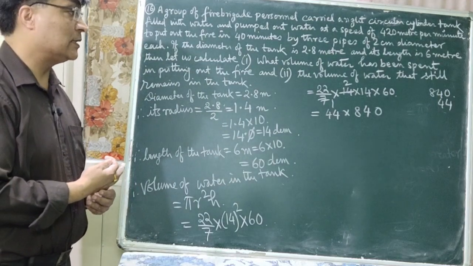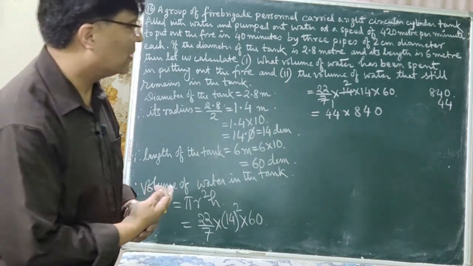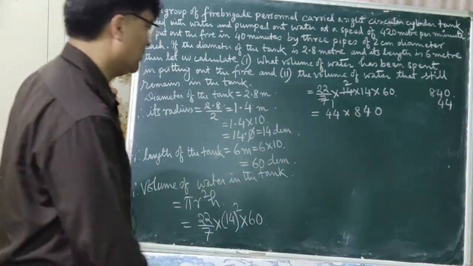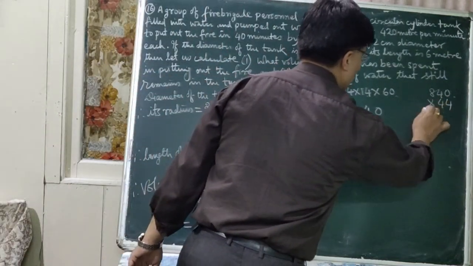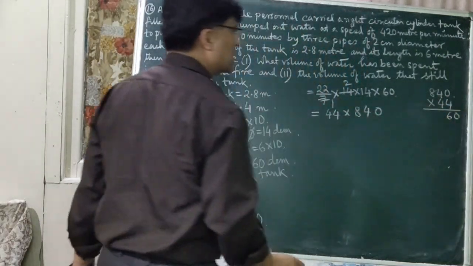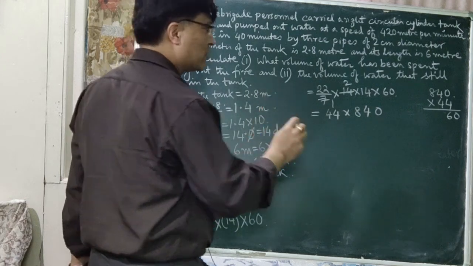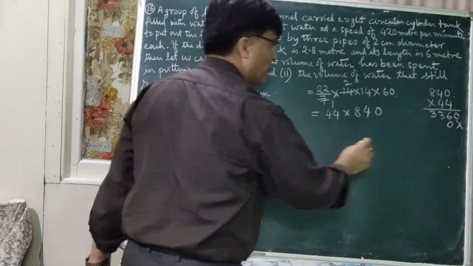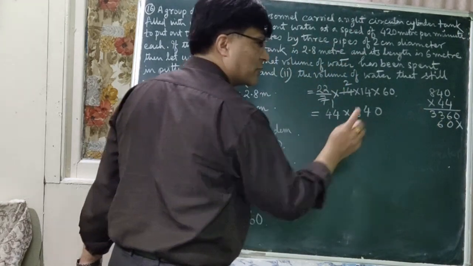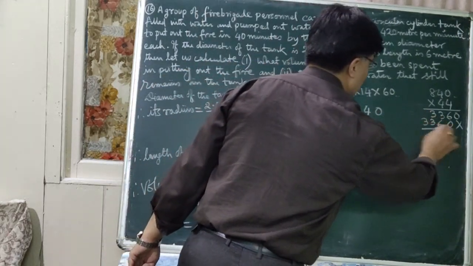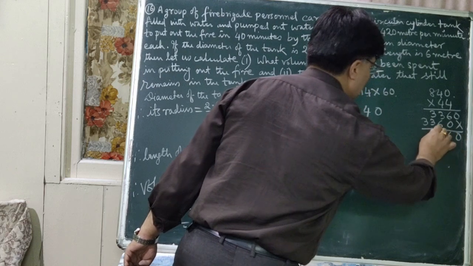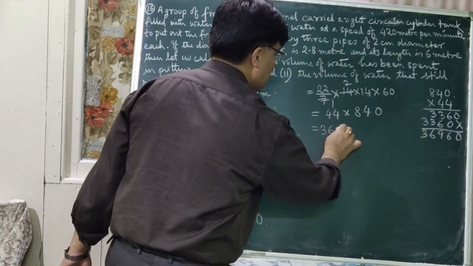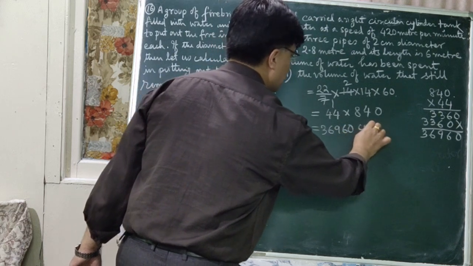22 twos are 44 and 14 into 60, that is your 840. So 840 should be multiplied by 44. Let us multiply it. 4 zeros are 0, 4 fours are 16, 6 and 1 is 7... 4 fours are 16, 1 and 1 is 8... 4 fours are 32 plus 1 is 33. So it is 36960 cubic decimeter.